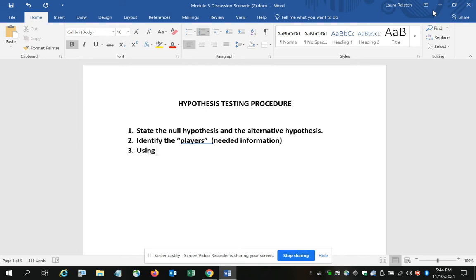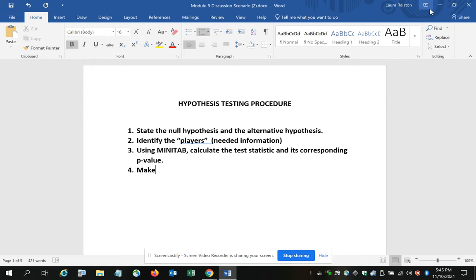Third is using Minitab, you calculate the test statistic and its corresponding p-value. Okay, Minitab does all the work for you. You just have to use the appropriate commands. Now, the commands do vary depending upon which test you're using.